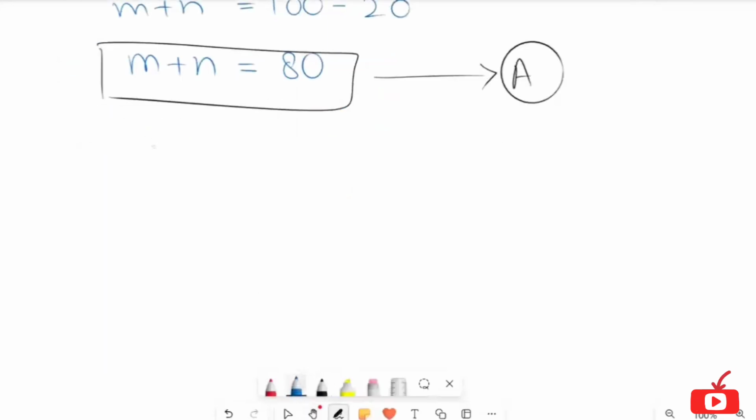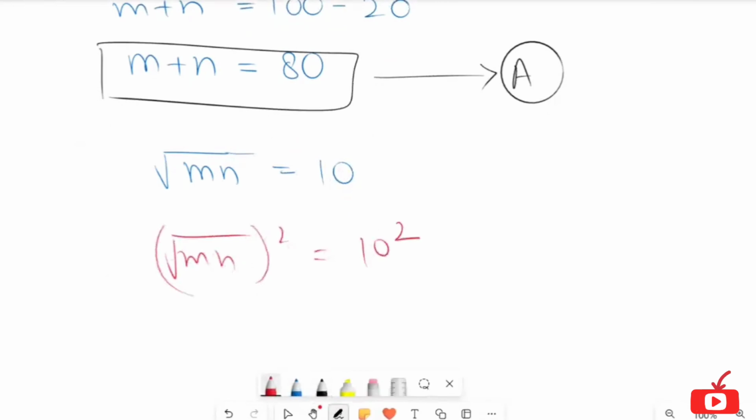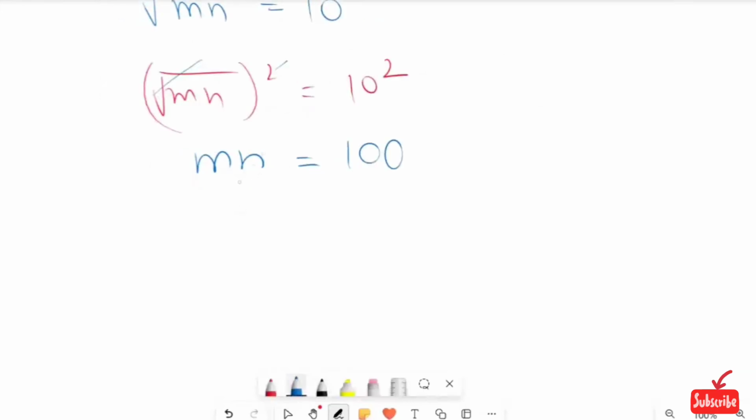Next, I am going to take equation 2, that is root mn is equal to 10. Here, I am going to square both sides. So the square and the root get cancelled here. mn is equal to 100. Now I am going to make n the subject. n is equal to 100 divided by m.